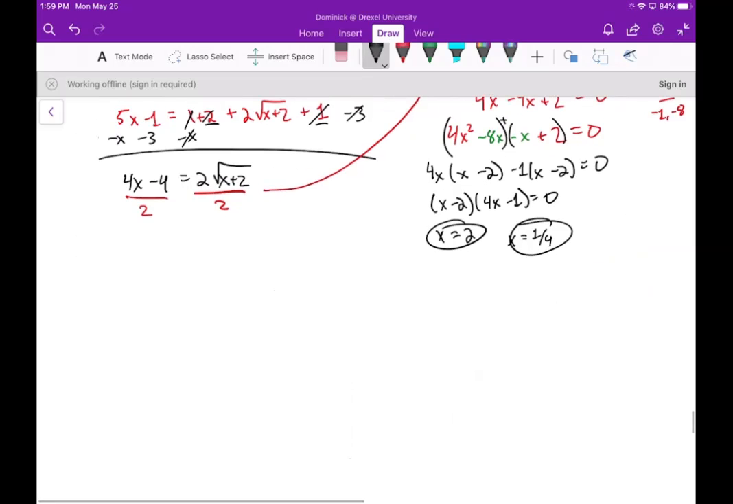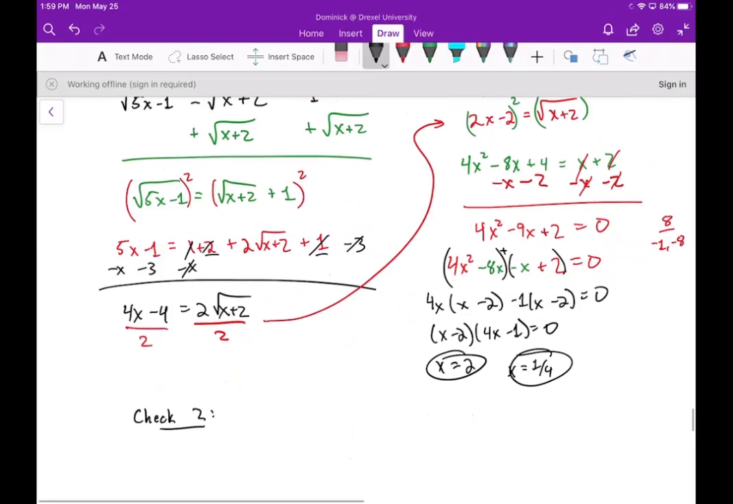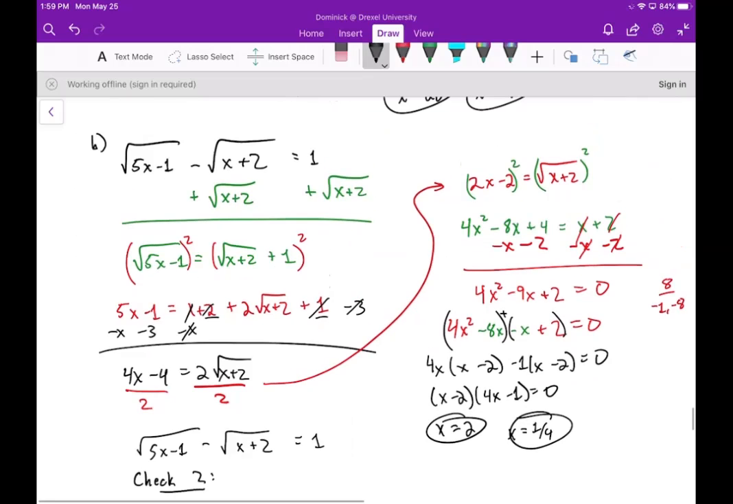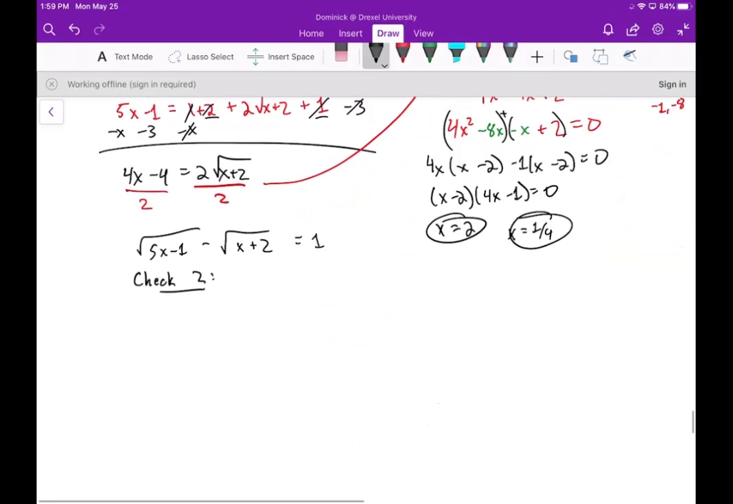Okay, so now if we check 2, right, the original equation was the square root of 5x minus 1 minus the square root of x plus 2. Does that equal 1? So if we plug in a 2, we're going to get the square root of 9 minus the square root of 4. Does that equal 1? And of course it does, because it's 3 minus 2.